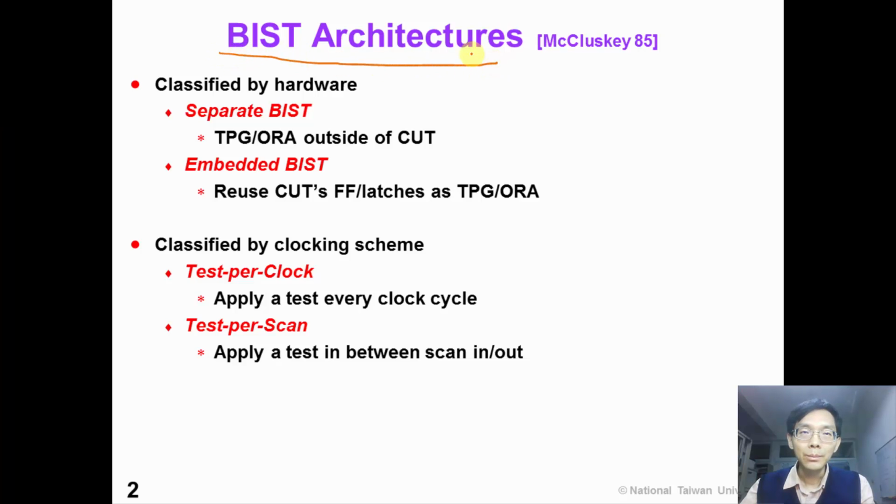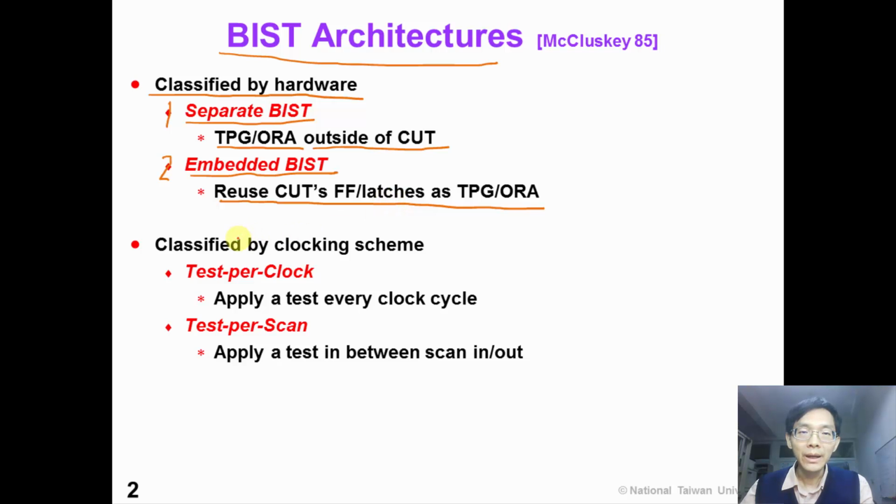Overall speaking, BIST architecture can be classified in many different ways. One way is to classify BIST according to the hardware. We can have separate BIST and embedded BIST. For separate BIST, TPG and ORA are outside of the CUT. They are external. For embedded BIST, we can reuse CUT's flip-flop or latch as TPG and ORA.